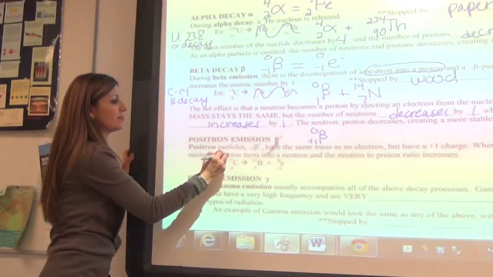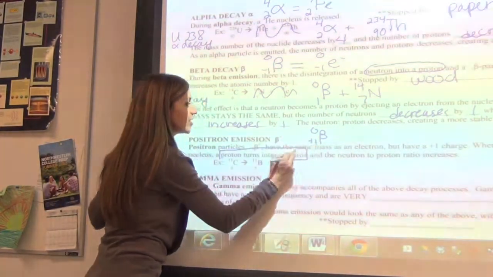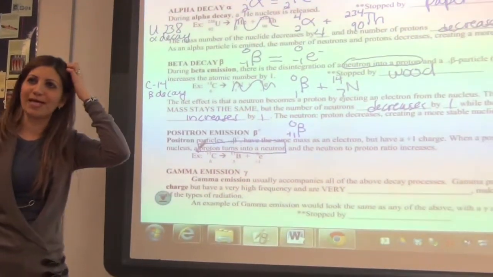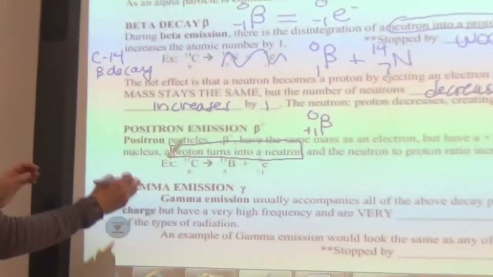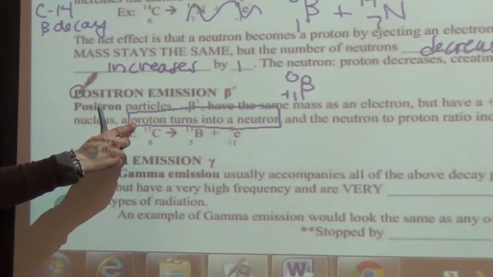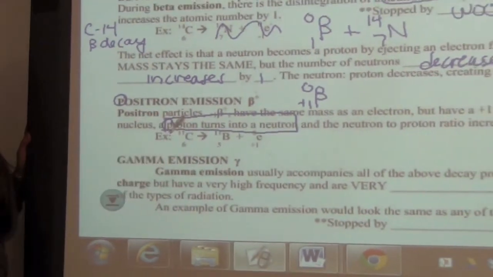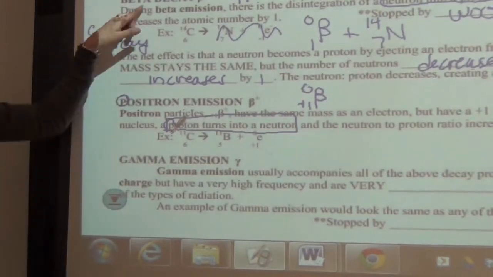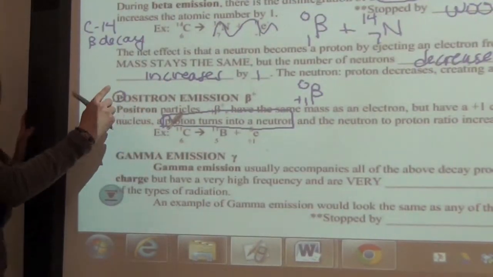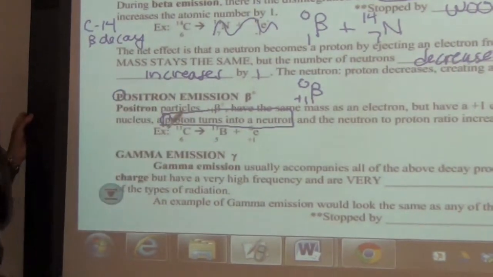When a positron is emitted, a proton turns into a neutron. Really easy to remember. Positron starts with what changing? What is disintegrating? Proton. P and P. So in beta decay, it's a neutron turning into a proton. This starts with a P, so it's a proton turning into a neutron.